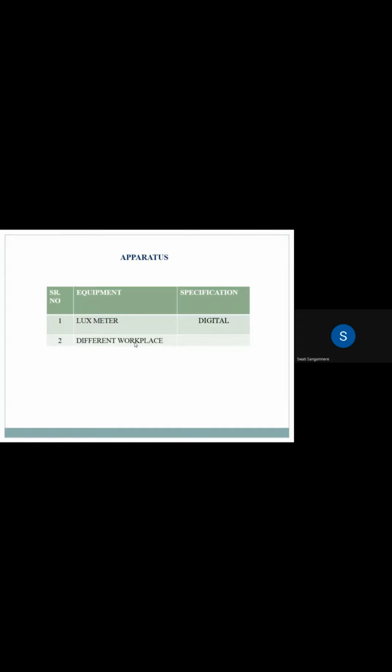Then see which resources are required to perform this practical. First, a lux meter, digital specification, and second, different workplaces.